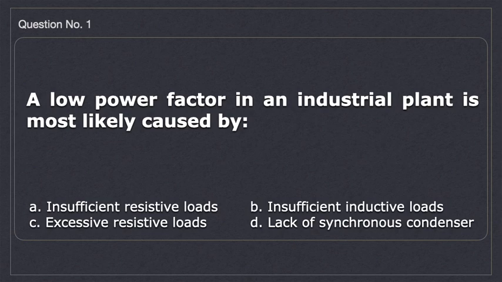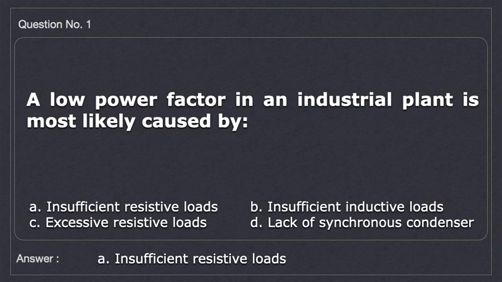Question number 1. A low power factor in an industrial plant is most likely caused by A. Insufficient resistive loads, B. Insufficient inductive loads, C. Excessive resistive loads, D. Lack of synchronous condenser. Answer: A. Insufficient resistive loads.